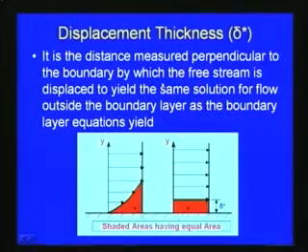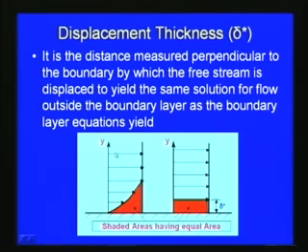So, now you have seen the boundary layer thickness, and the next important definition in boundary layer theory is called the displacement thickness. It is generally identified as delta star. The displacement thickness is defined as the distance measured perpendicular to the boundary by which the free stream is displaced to yield the same solution for flow outside the boundary layer as the boundary layer equations yield.